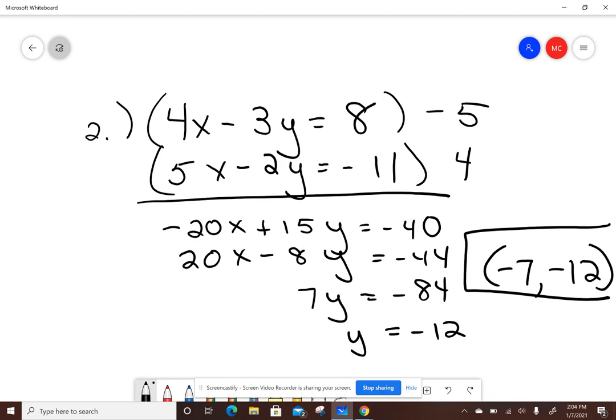And then you can read a little synopsis on how to use multiplication to eliminate variables at the bottom of page 7.